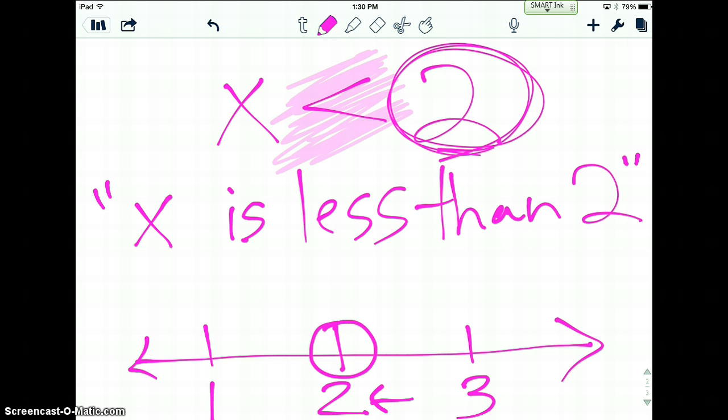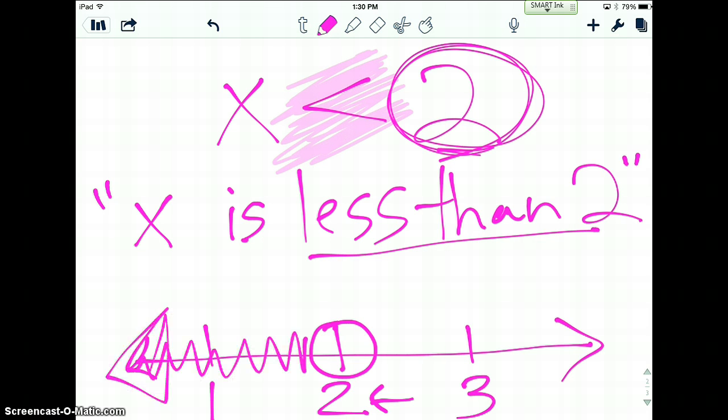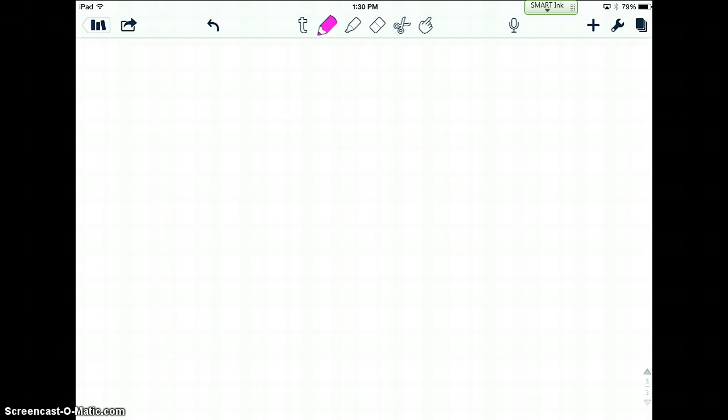And then I'm going to shade in what the solutions are. They're supposed to be less than 2, and I'm going to pick numbers that are less than that and shade in that arrow to say it keeps going that way. Those are all solutions. Okay, let's try another one.